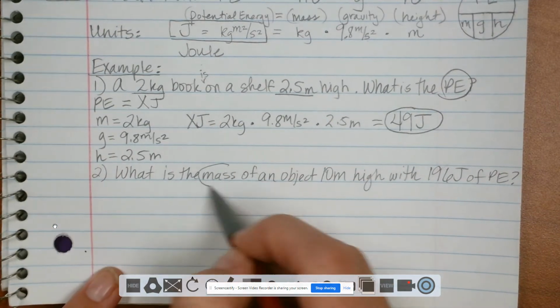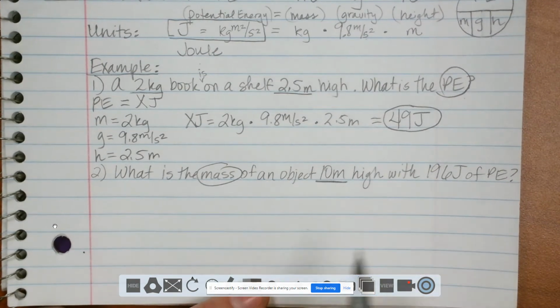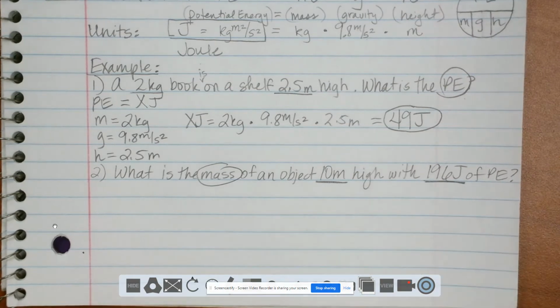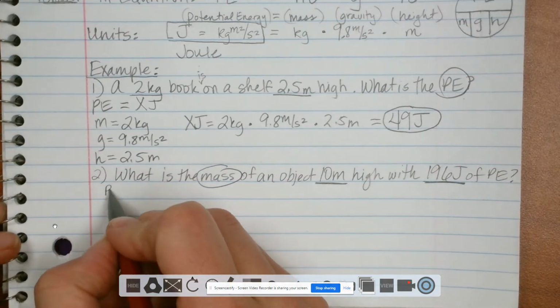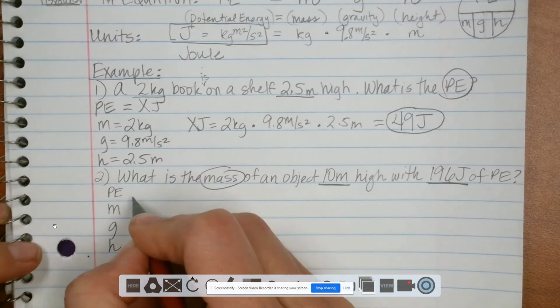I'm going to circle what I'm looking for, the mass of an object, and underline what I'm given. 10 meters is the height, 196 joules of potential energy. Again, I'm not given gravity. You have to remember it. Don't forget it. But I still am going to write down my variables. So I need a PE, an M, a G, and an H.